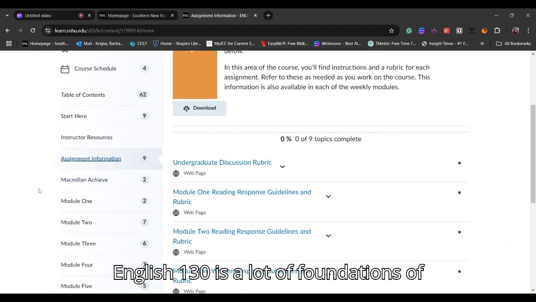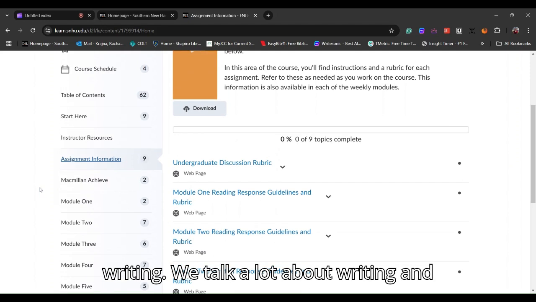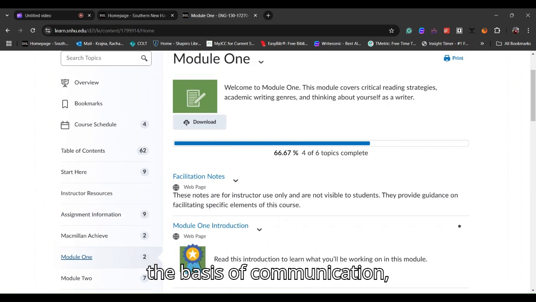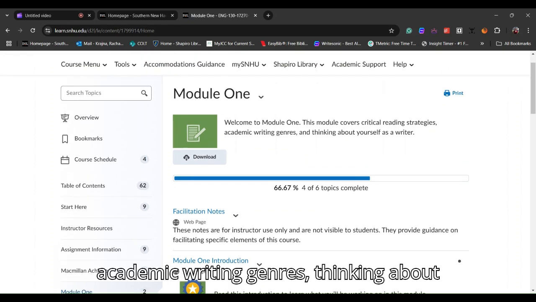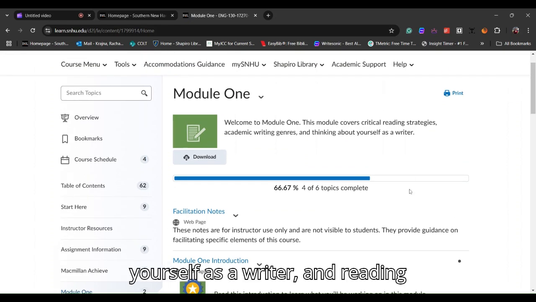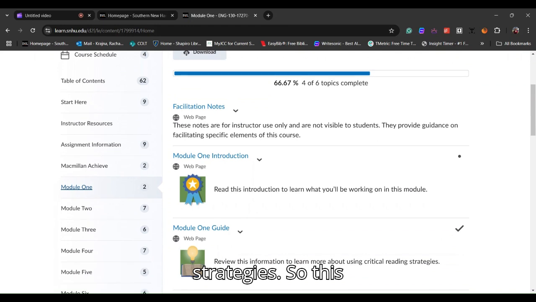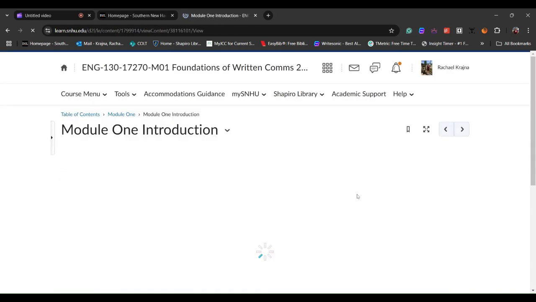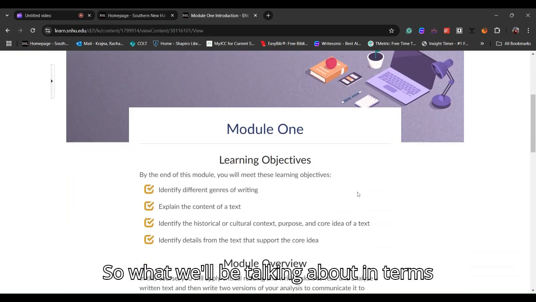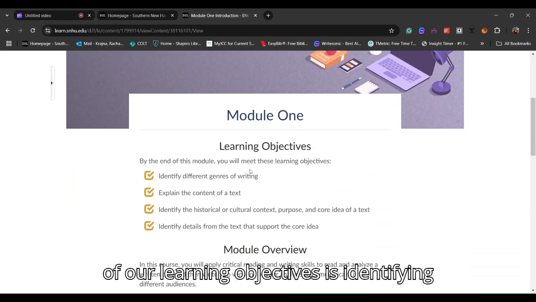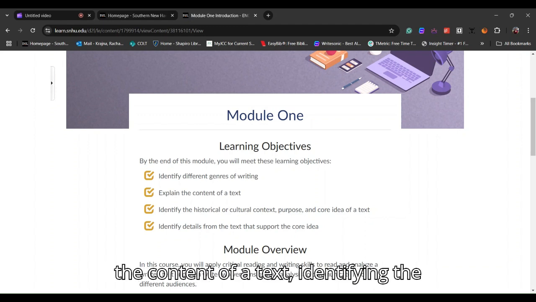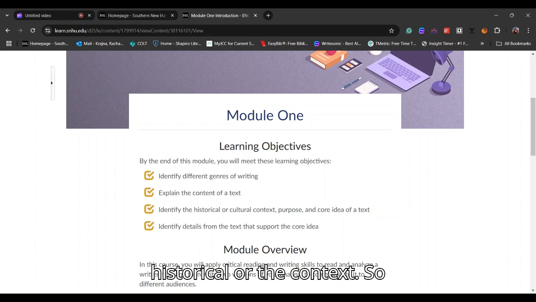So English 130 is a lot of foundations of writing. We talk a lot about writing and the basis of communication, academic writing genres, thinking about yourself as a writer, and reading strategies. So this is the Module 1 introduction. So what we'll be talking about in terms of our learning objectives is identifying different genres of writing, explaining the content of a text, identifying the historical context.